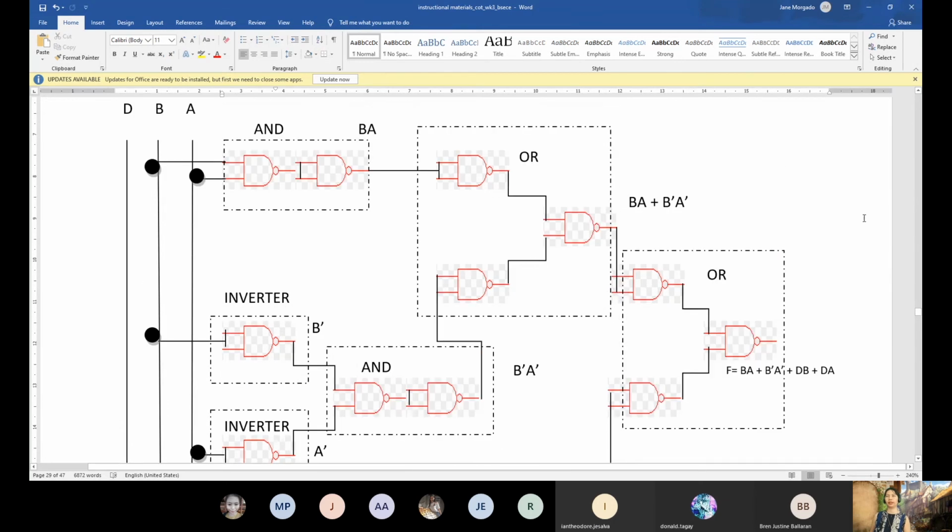Okay, so this is just an initial conversion. Any question? May question po ako. Yes, you may proceed. Question. I'm checking now the chat.